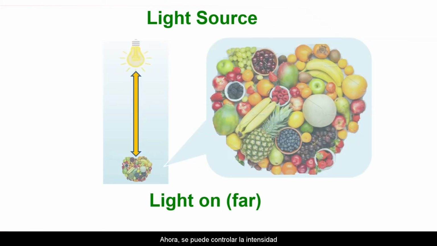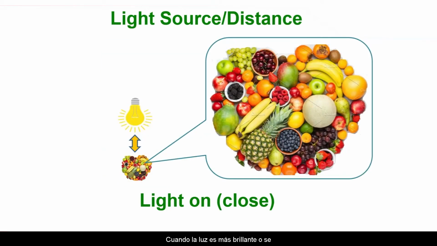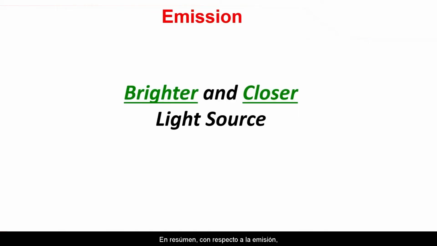Now you can control the intensity of this light source. If it was a dim light, you can begin to see the fruit, but it's still not enough emission. When the light source is brighter, or you are closer to the light source by optimizing the distance to the light source, the result is excellent clarity to allow you to see all the different shapes and colors. In summary, with regards to emission, the ideal situation is when you have a bright light source that is close to your sample.